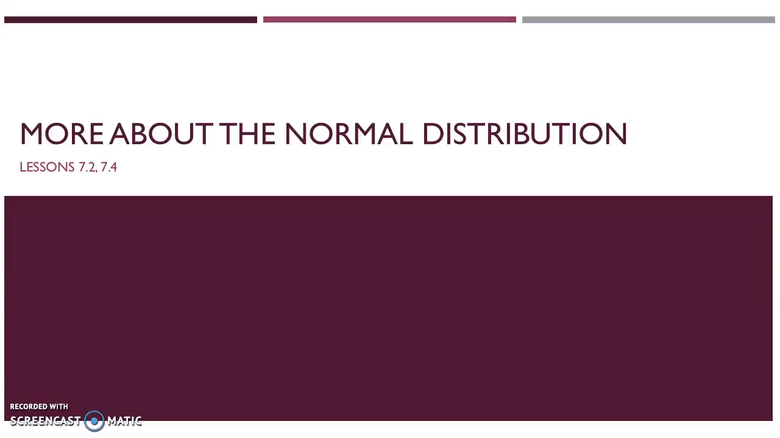This video is talking about the second part of Chapter 7, dealing with the normal distribution, starting with Lesson 2, which is finding areas and probabilities.